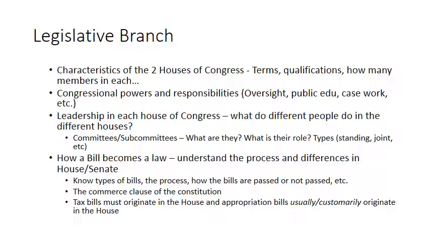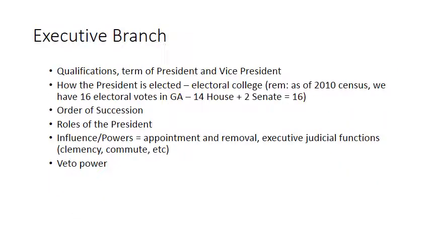Tax bills and appropriation bills. Tax bills or revenue bills must constitutionally originate in the House of Representatives. However, what we often find is that appropriation bills, or giving out money, handing out money, appropriating money, those bills also usually or customarily also originate in the House. Next slide.